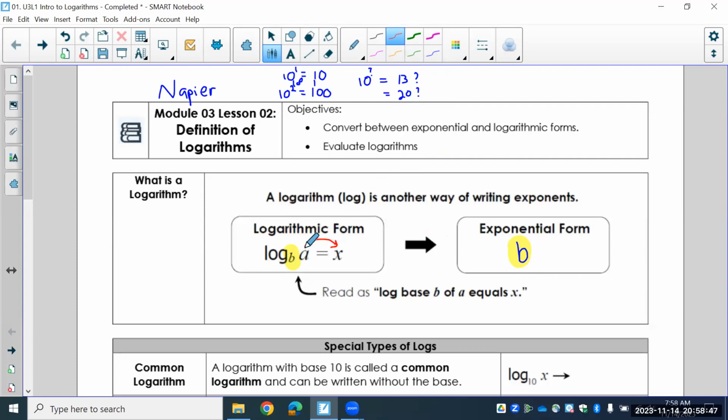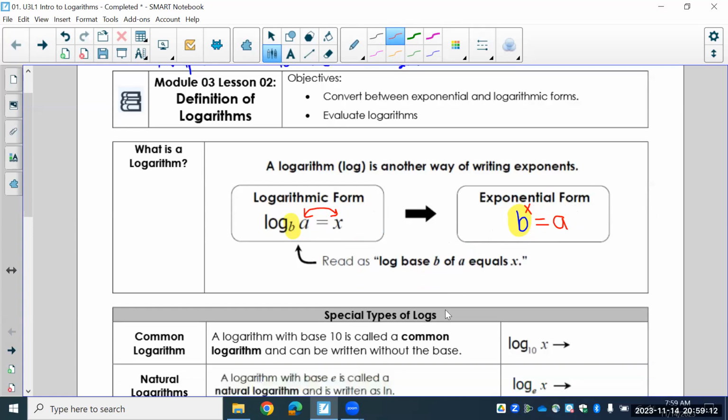And the inverse is to switch the operation. So the answer becomes the exponent, right? And then the inside of the logarithm becomes the answer. So they switch. This would be read log base b of a. So the a becomes the answer is equal to x. So the answer becomes the question, and that is the inverse.